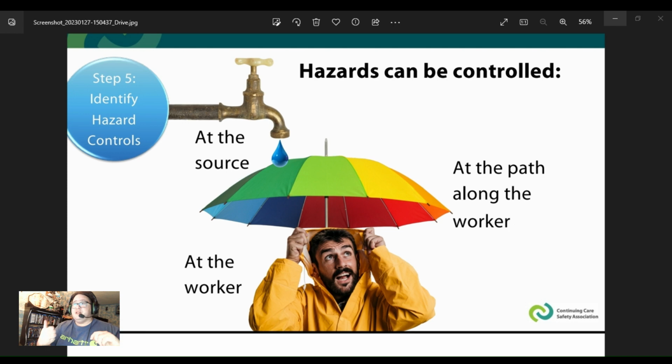Number 1, elimination. Removing the hazardous job, tool, process, machine, or substance is the best way of protecting workers. Substitution. Doing the same work in a less hazardous way, such as substituting a hazardous chemical with a less hazardous chemical. Isolation. If you are unable to eliminate or replace a hazard, it can sometimes be isolated, contained, or otherwise kept away from the workers, like sound reducing enclosures for noisy equipment.